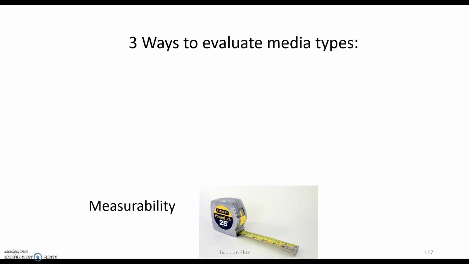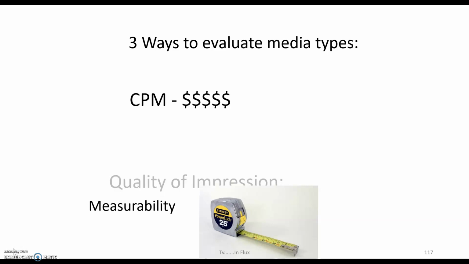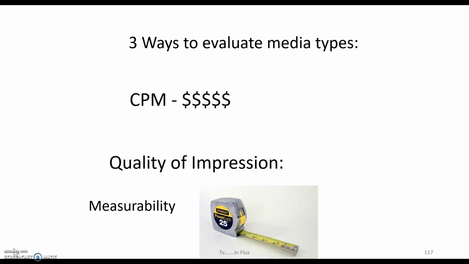So, evaluating media types, which we've been talking about all term. First is CPM. We'll review the CPM for TV in a second. Quality of impression. We've talked a lot about that. We'll kind of summarize that, and measurability.